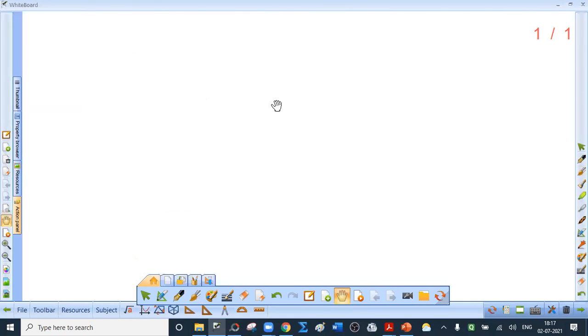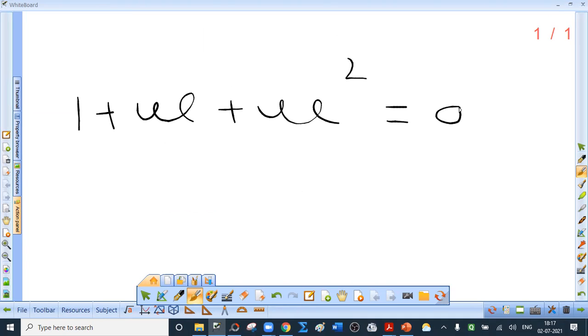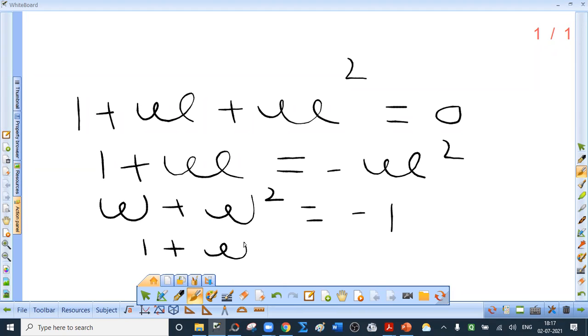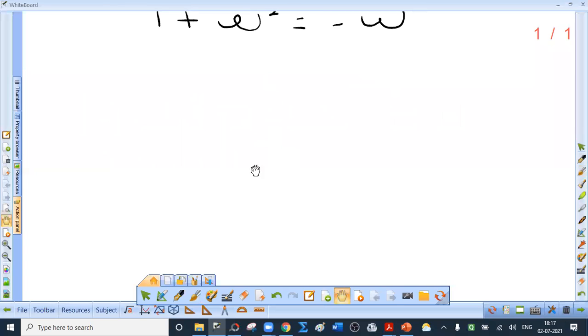Another important relation is 1 plus omega plus omega square equal to 0. Now remember this basic result. From this we can write 1 plus omega equal to minus omega square. Omega plus omega square is what? -1, and 1 plus omega square is nothing but minus omega. Okay, so this is about complex cube root of unity.